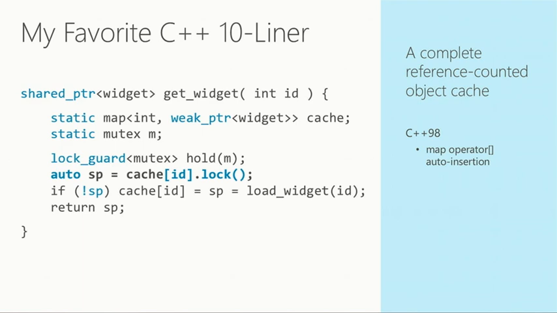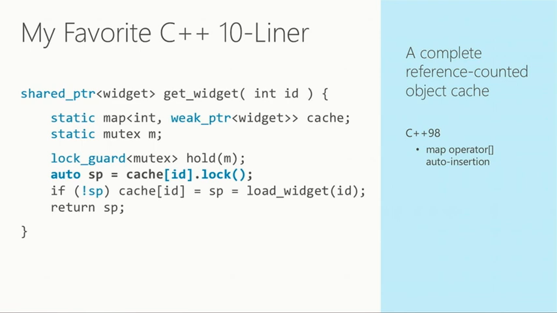Well, first we're using, in the bolded line, the third to last line, yes, there's an auto. Map subscript operator auto insertion. So if you go cache sub ID, what does that do? Creates one if it's not there. It is guaranteed to return you back the second object, the associated value, with that ID. If there isn't one, it will happily make one for you. So that's the semantics we want. So we can just blindly say cache ID.